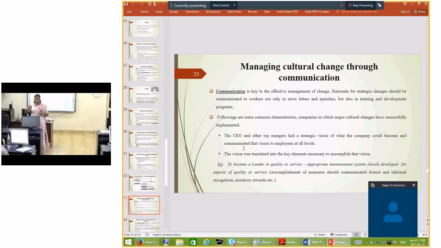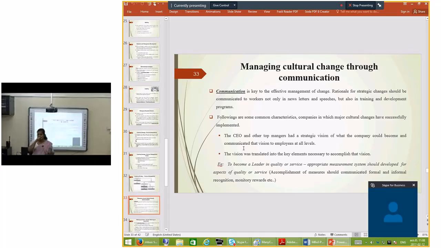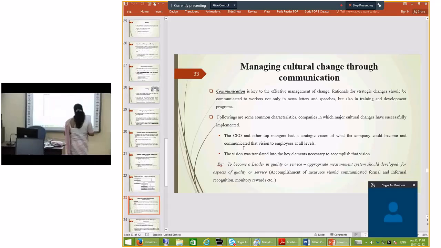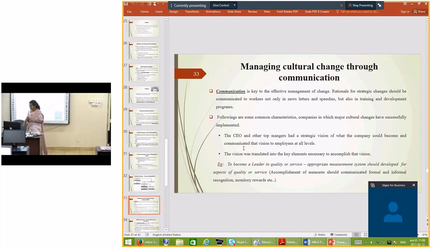So after, if that particular employee has achieved that, then we can introduce some kind of recognition, maybe in a monetary manner or else non-monetary manner. Understood? So that is the way we have to get them aware and get them work done. So that is what we call here the communication of a particular cultural change.